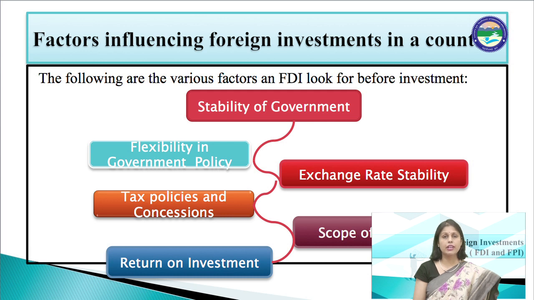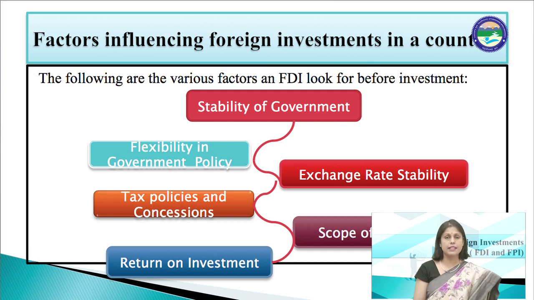So the next important factor for the foreign investor is the exchange rate stability. This means that the value of domestic currency should not drop abnormally, by which while repatriating the funds, the foreign investor will lose heavily. Repatriating means conversion of foreign currency into local currency. Exchange rate should be more or less the same as prevailing at the time of investment.